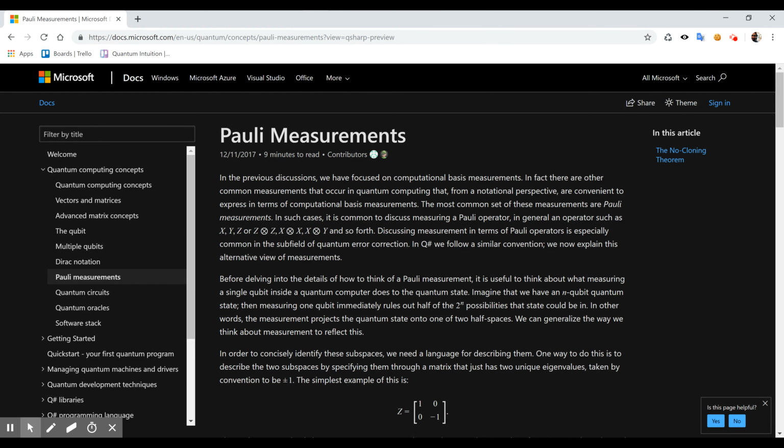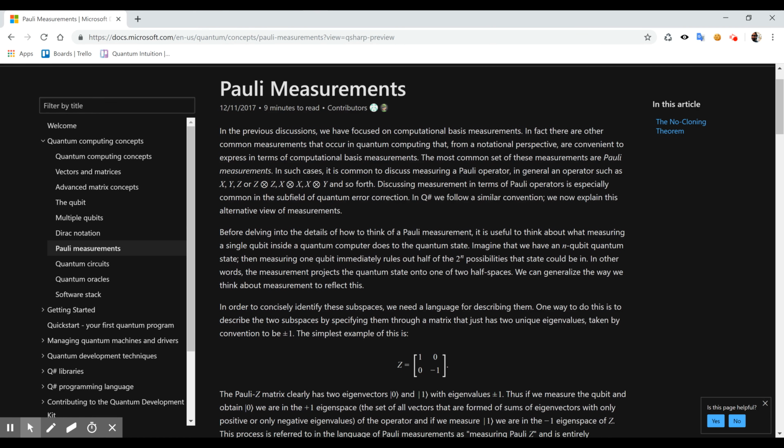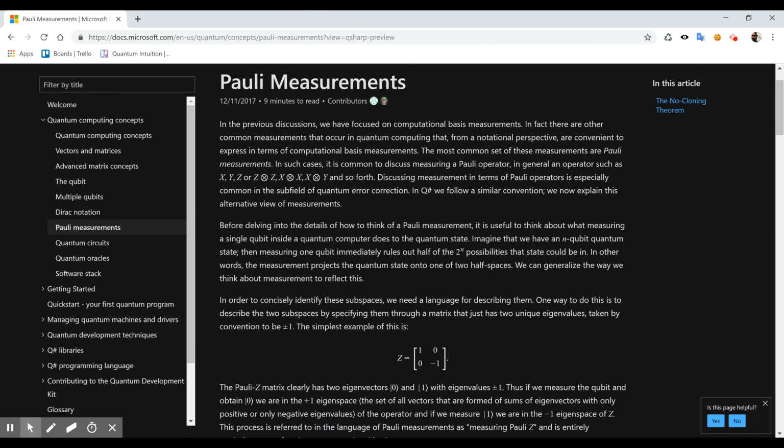But let's go ahead. So it suggests X, Y, Z. Discussing measurements in terms of Pauli operators is especially common in the subfield of quantum error correction. We don't care about this right now. In Q#, we follow a similar convention. We now explain this alternative view of measurements. Okay, so that's their alternative view of measurements.